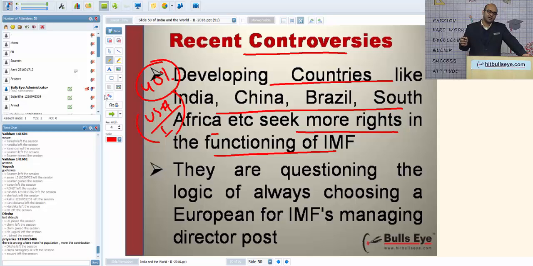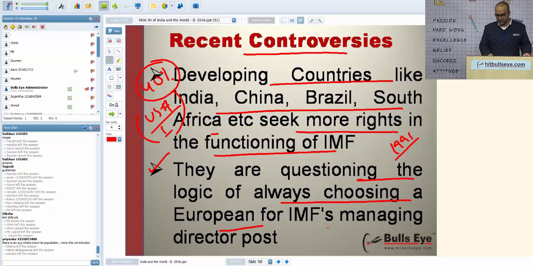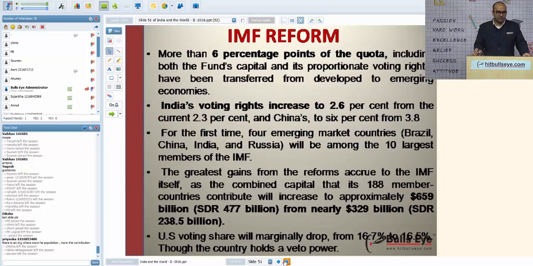Secondly, these countries extend loans to countries and attach certain conditions. For example, India borrowed from IMF in 1991, right, to ease its balance of payment crisis. The condition that they put was that you have to necessarily reform your market, and that is how LPG reforms were introduced. Next, these developing nations are questioning the logic of always choosing a European for IMF's managing director post.